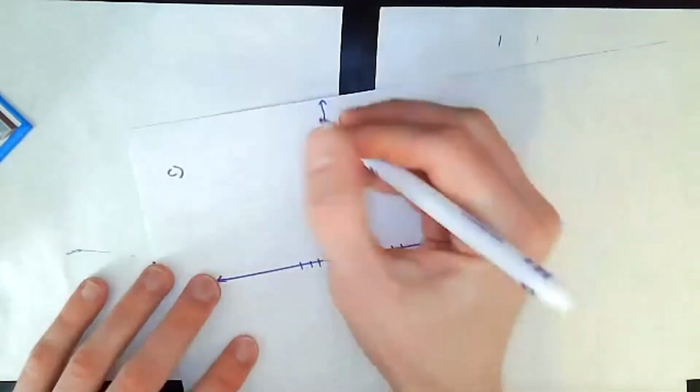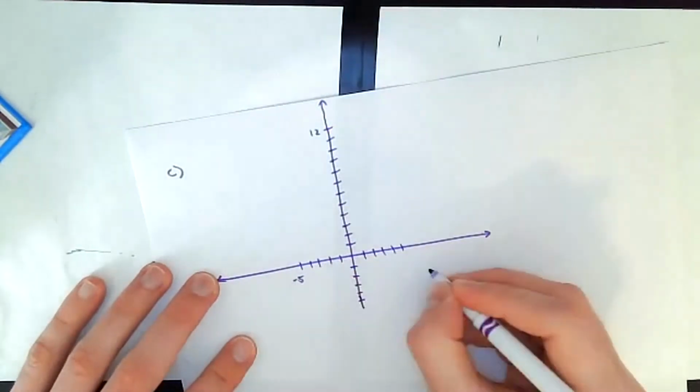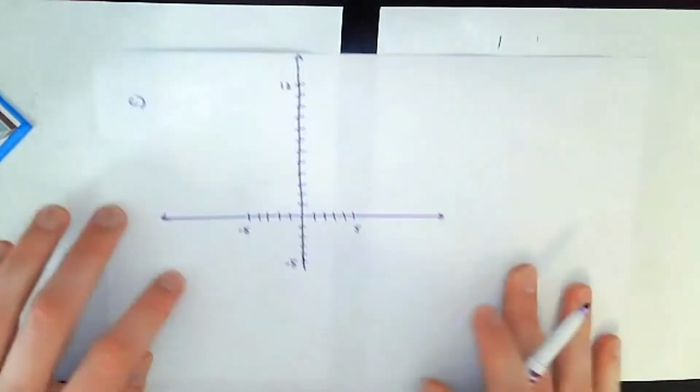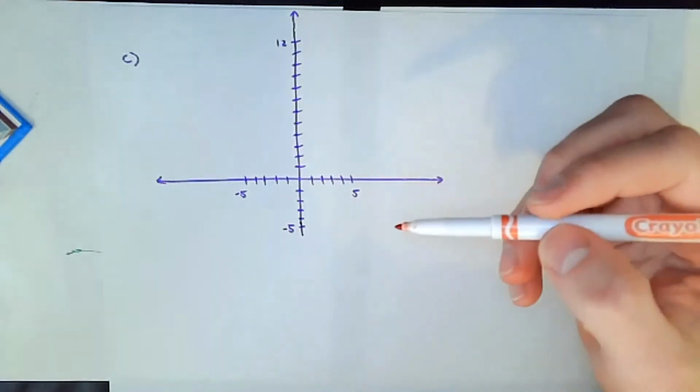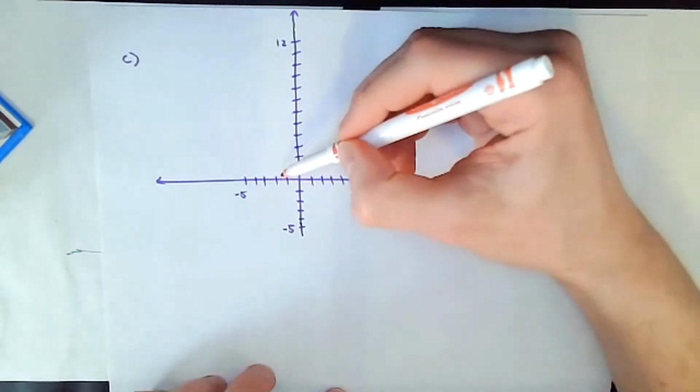12. I'll go up to 12. So that's 12. This is -5. This is 5. And down here is -5. All right. So looking back at the data I have, I see my vertex is all the way at an x value of -3/2, which is -1.5.